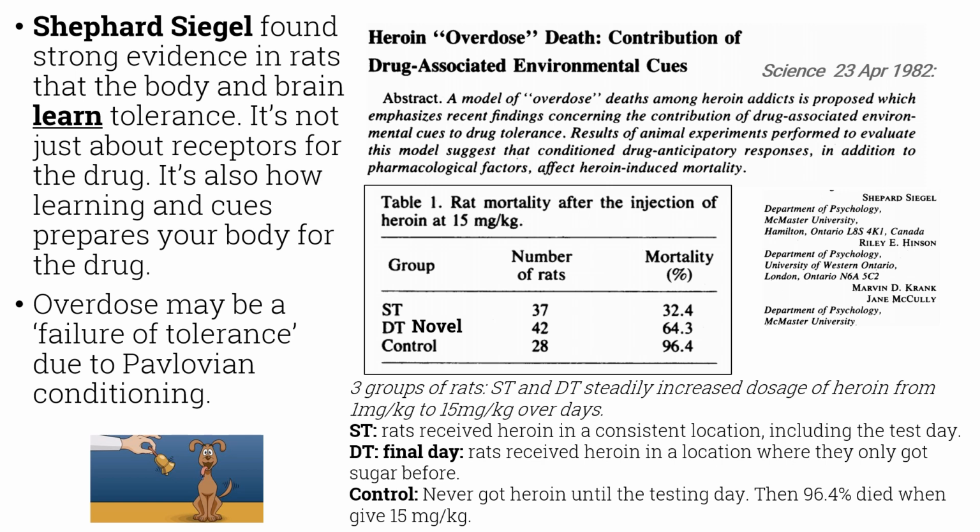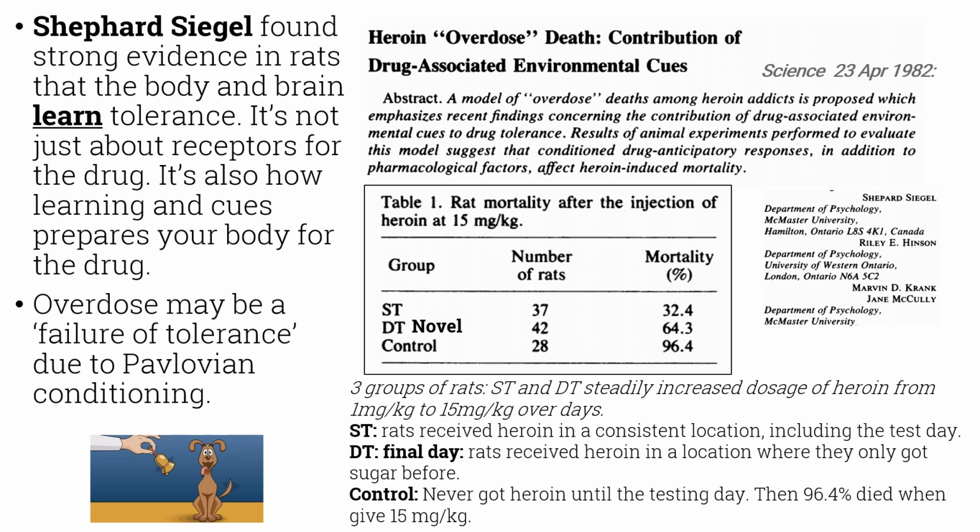And so there's environmental cues. If you typically take your drug in the same place each time, you'll learn those cues and you'll go through some physiological changes in preparation for the drug. So overdose, in many cases, in those novel environments, may be a failure of tolerance and the lack of that preparation in the novel environment.